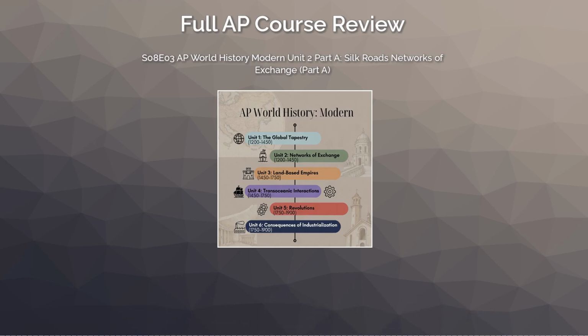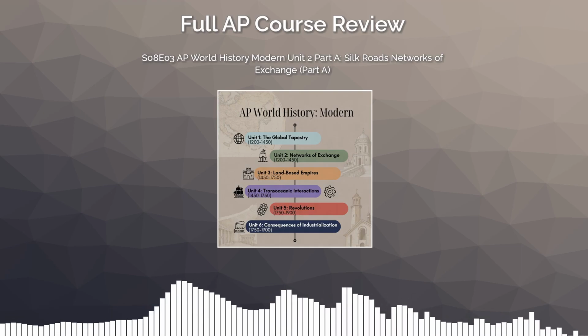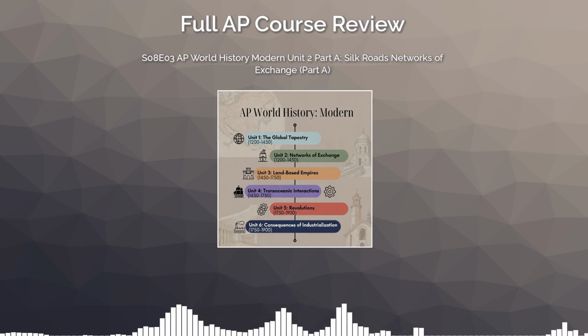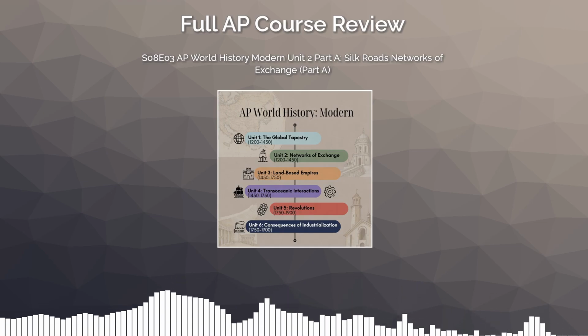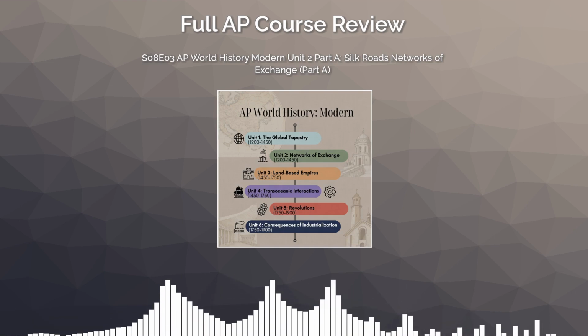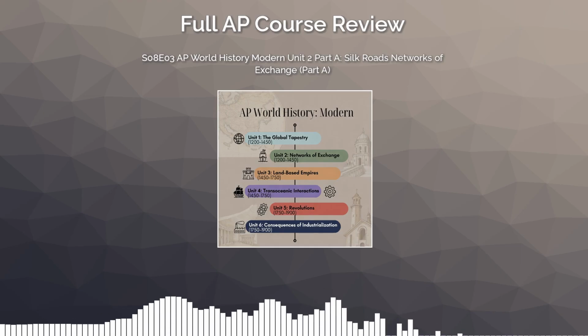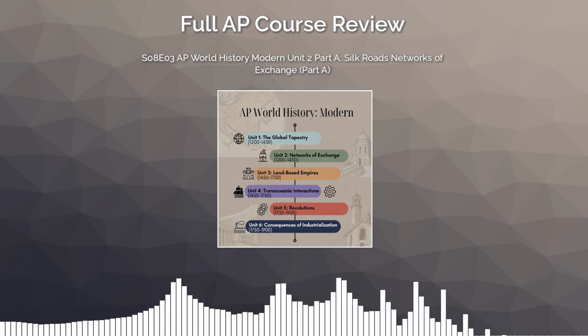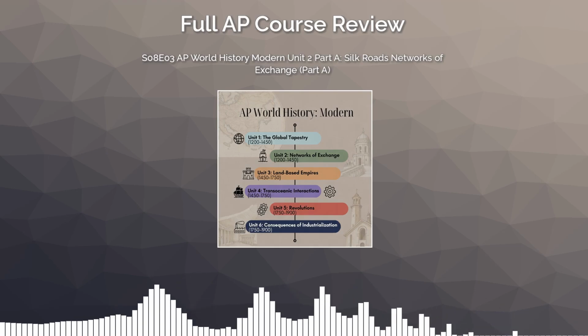Another common trap: students conflate the Silk Roads with the Indian Ocean Trade Network. Both are Unit 2 topics and both involve exchange, but the Silk Roads are primarily overland, with some maritime components, while the Indian Ocean routes are sea-based and rely on monsoon wind patterns. Keep those distinct.